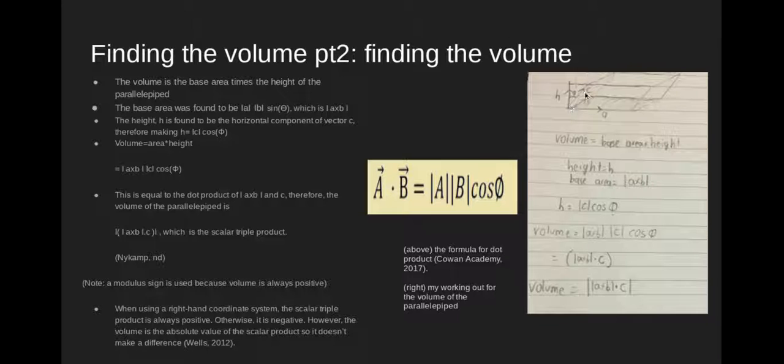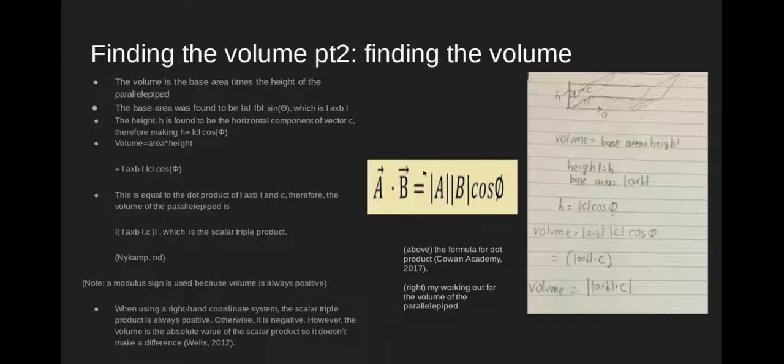And so if you look at vector C, the cross-sectional height is the vertical component of vector C, right? So this angle here is phi. Cos of phi will give you h over modulus of C, because this is the hypotenuse and this is the base component. And rearranging this will give you h is equal to modulus of C cos phi. Now the volume will be just the area times the height, which is modulus of A cross B times modulus of C cos phi.